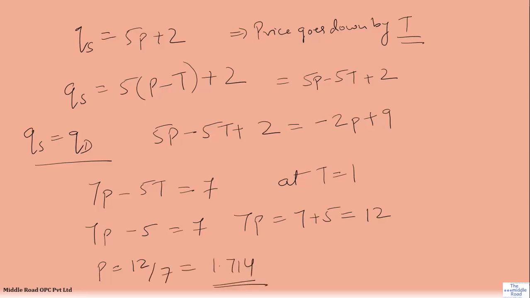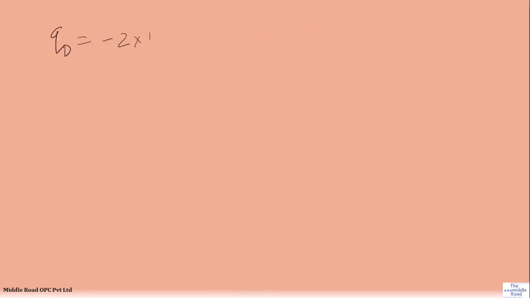Now we put this price P into the equation QD is equal to minus 2 into 12 by 7 plus 9. So here you will get the quantity demanded equation.